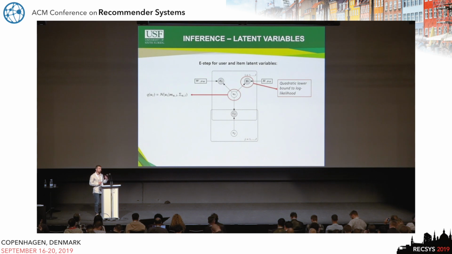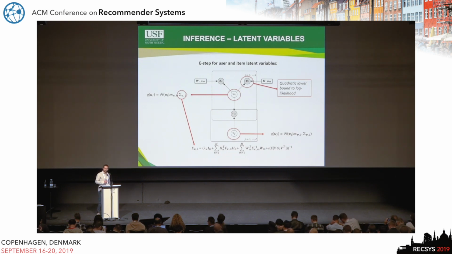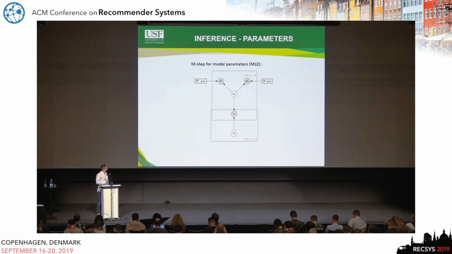Then we infer the variational distribution of the user-related variables. We also do the same for the item-related variables. For the covariance and the mean of the distribution, we follow the general procedure of inferring Gaussian linear systems, which is like collecting linear and quadratic terms to find the covariance and means. In the M step, we optimize model parameters W and H by using their maximum likelihood estimations.